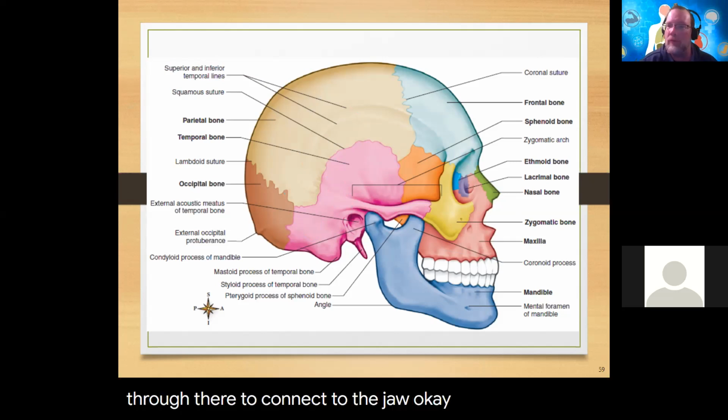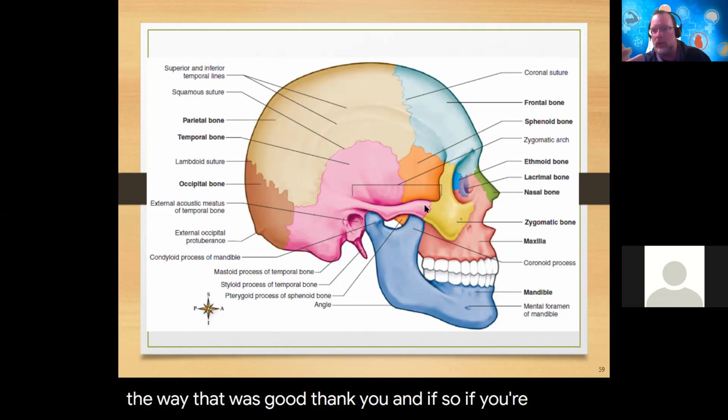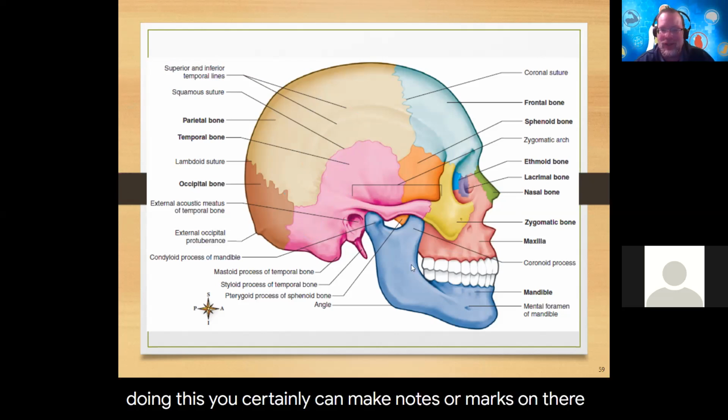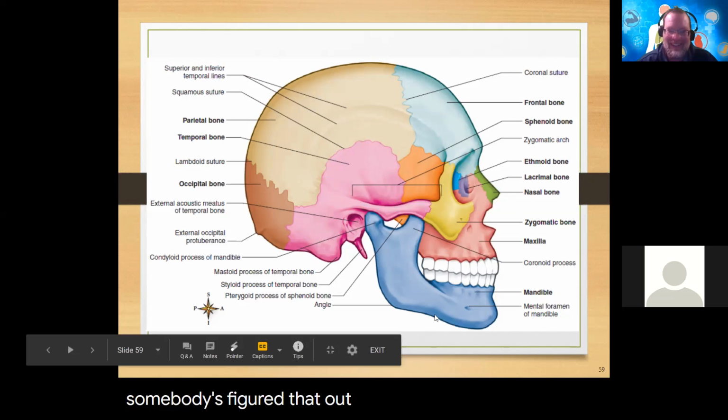Okay. Nice artwork, by the way. That was good. Thank you. Yeah. So if you're using this as a share, this slideshow, you can get to it. So some of you, as you're doing this, can make notes or marks on there. Somebody figured that out. Okay.